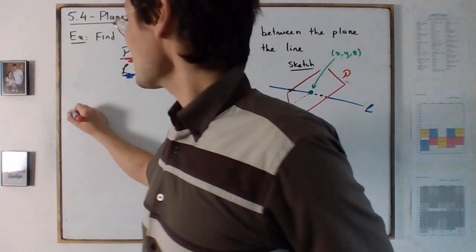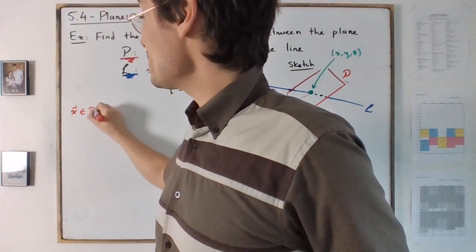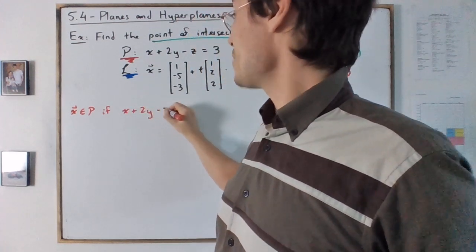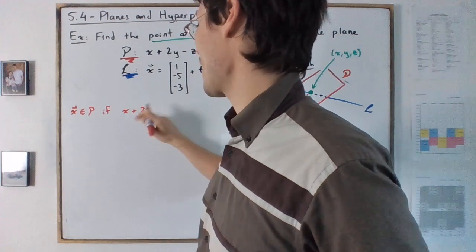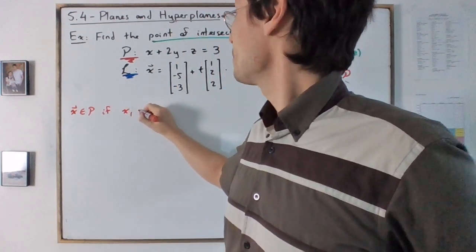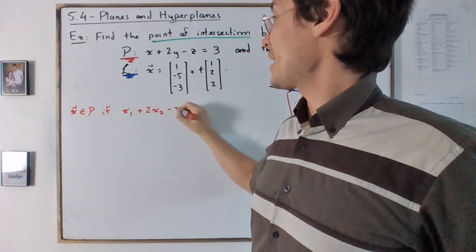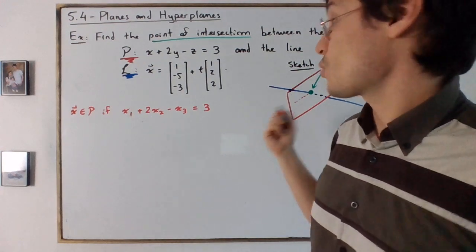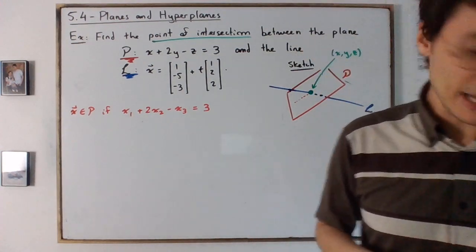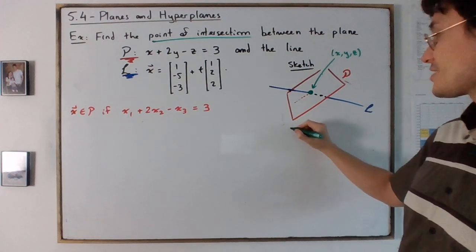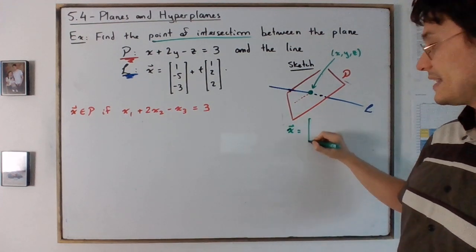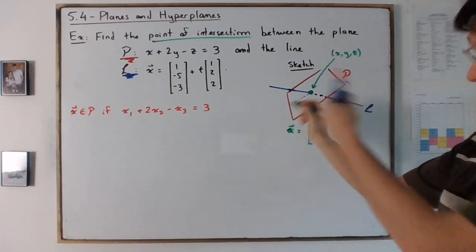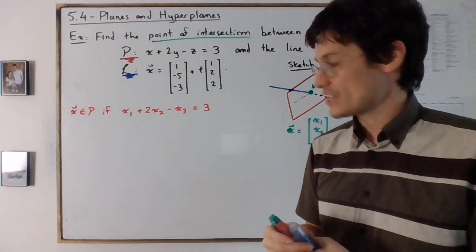The idea is to write something like this. So x will be in the plane if this equation is true. Nothing amazing here. Actually, let's write x1 plus 2x2 minus x3 is equal to 3. So we will write x as being x1, x2, x3. We will just label this as x1, x2, x3, so that our notation is matching.